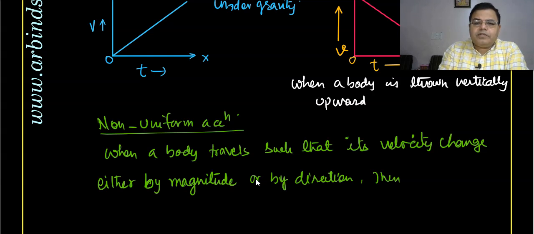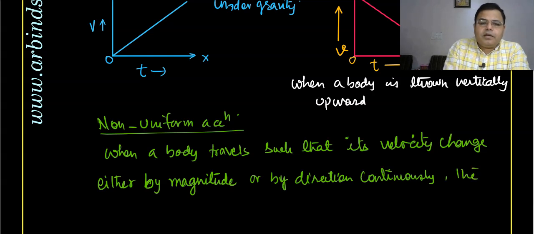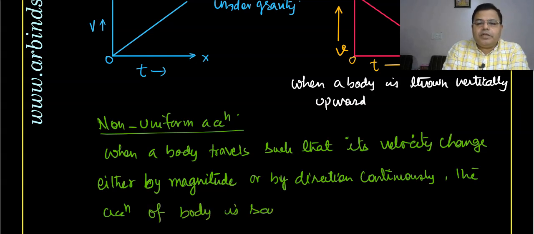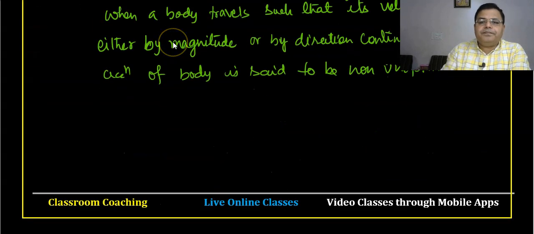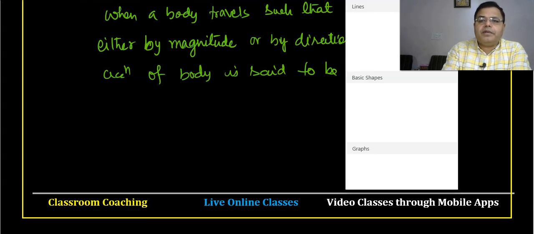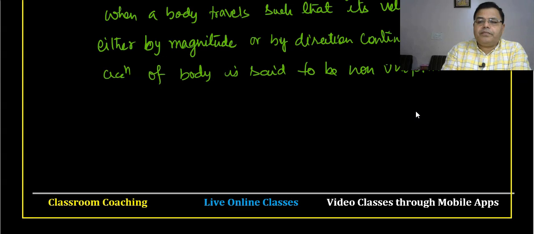When a body travels such that its velocity changes, either by magnitude or by direction, continuously, the acceleration of the body is said to be non-uniform. Right? For example, when a body is moving on a circular orbit, its acceleration is non-uniform.